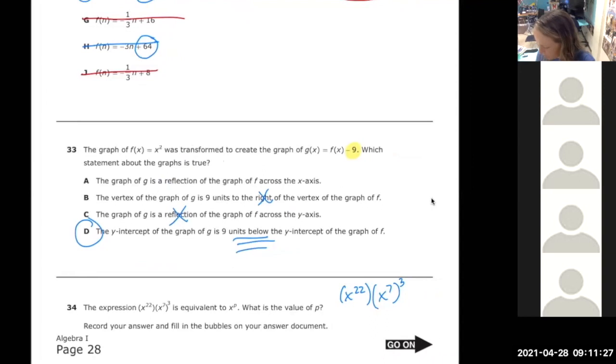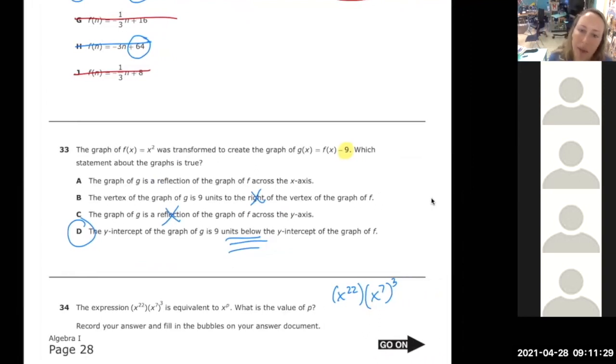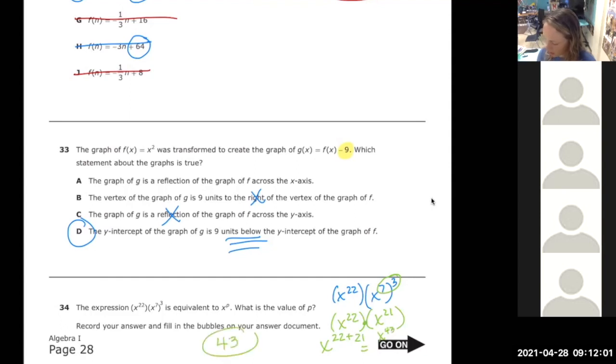Is that right? Yeah. So order of operations means that we do exponent to the exponent first. Remember, when we raise an exponent to an exponent, we multiply those exponents. So this is going to become x to the 22nd times x to the 21st, because 7 times 3 equals 21. And then when we're multiplying, remember it's one step down. That means that we add the exponents. So that would be x to the 43rd power. So our answer is 43.